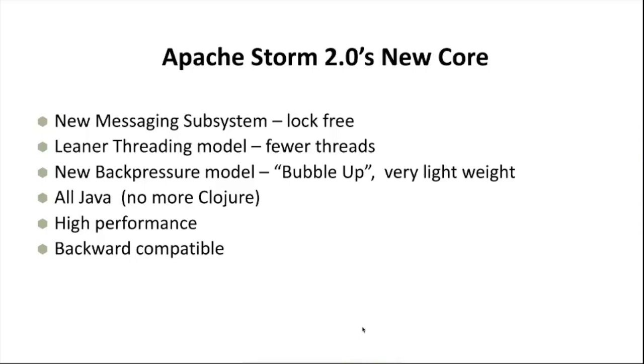In the Storm 1.0 line, the core was a mixture of Java and Clojure code. The core messaging queues were in Java and some other stuff. The code around it was in, I'm sorry, in Clojure. Now the new architecture is all Java. Performance has been very fundamental right from the beginning of this redesign, and very important is the fact that it remains backward compatible.